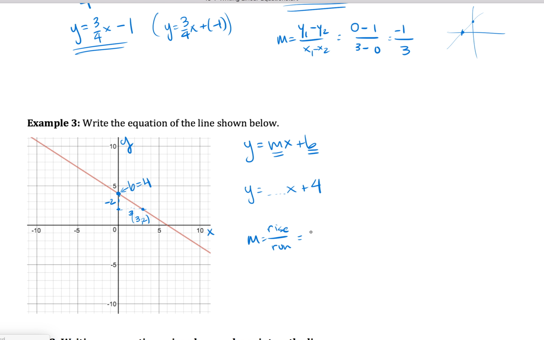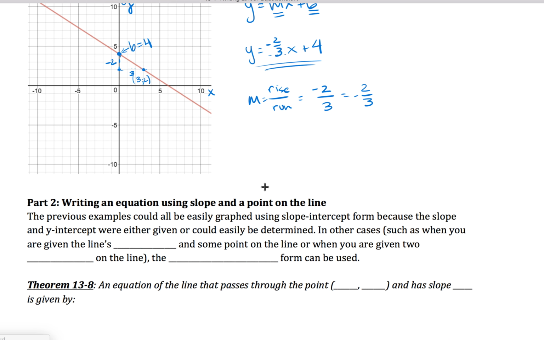So my rise, well, actually I went down, so it was a negative, over my run, which was a positive movement because I was going to the right. Oops, I put negative 3 for the rise, that should have been negative 2. And my run was 3, so negative 2 over 3, or negative 2/3, that's my slope. So I put that in right here, negative 2/3, and my equation is set. It's y equals negative 2/3 x plus 4. So that's slope-intercept form, y equals mx plus b.